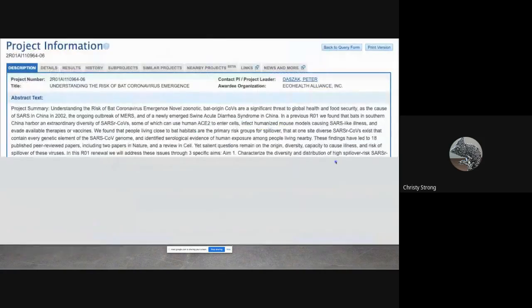Now, the US had understood this back in 2014. We had funded a grant on this, understanding the risk of bat coronaviruses. And they had just produced fantastic information. With regard to their papers, they were publishing like 18 peer-reviewed papers, including 2 in Nature and 1 in Cell, really good journals. They were generating a lot of data, and came up for a grant renewal in 2019.